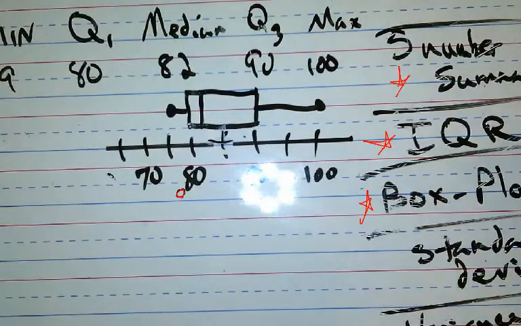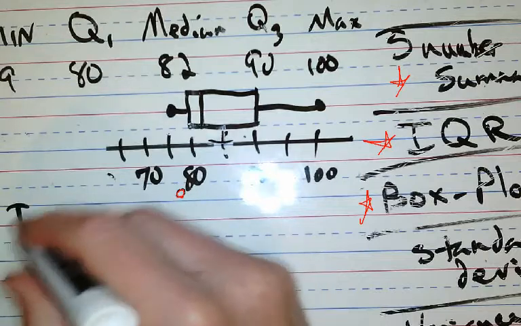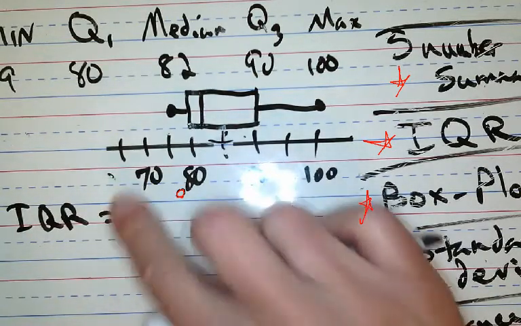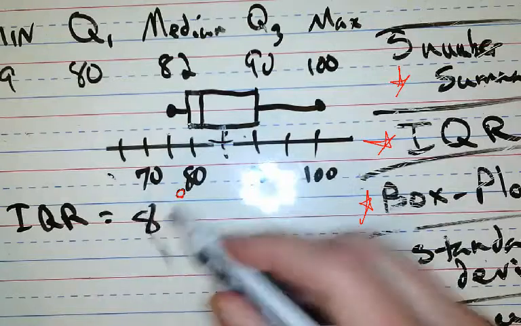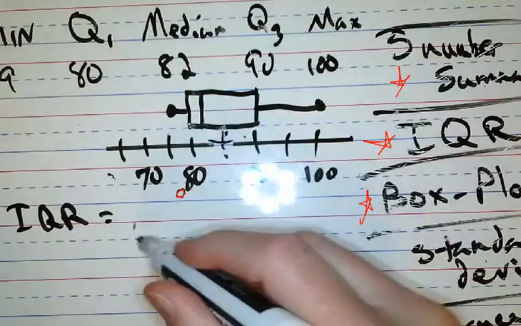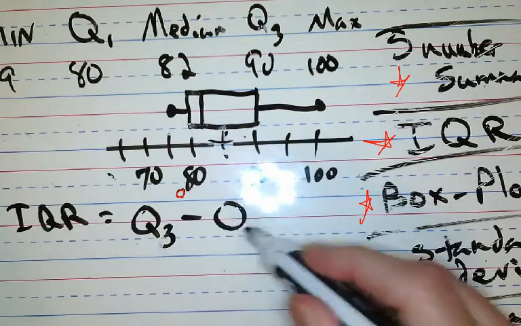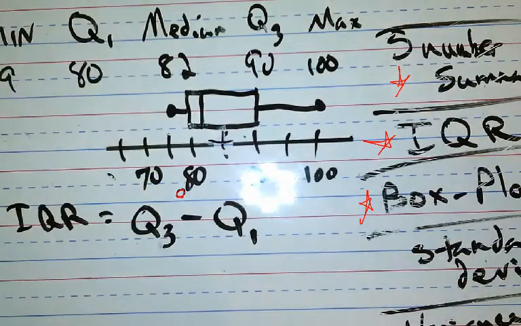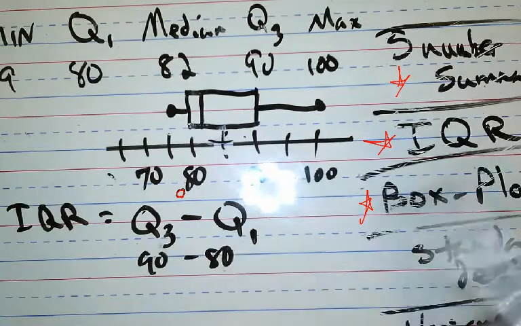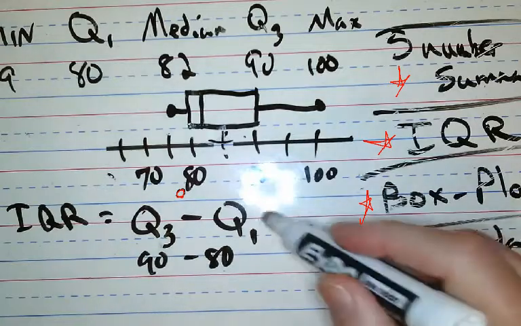What is the IQR? It's the difference between these two things. IQR is Q, Q, what is wrong with me? I'm writing Q and I keep writing 8. There we go. Q3 minus Q1. Yep, 90 minus 80. That's Q3 minus Q1. That's the IQR.